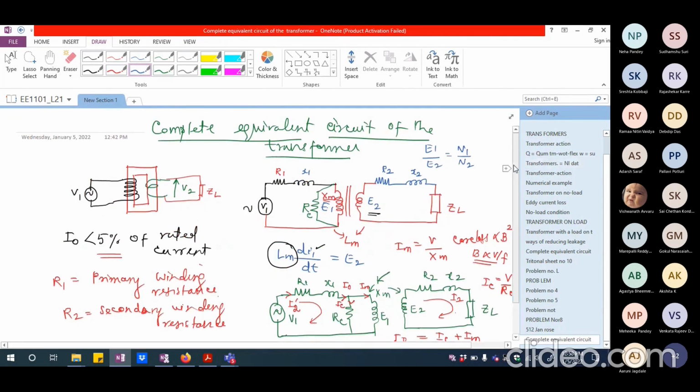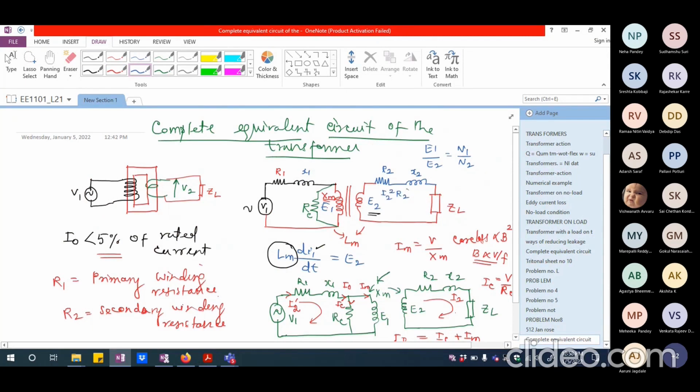And after all, if the voltage is stepped up, the current is stepped down. And if the current is stepped up, the voltage is stepped down. So the power is invariant. Whether I look at it from the primary side or secondary side, the power will be invariant, absolutely. Okay. So if I say that the loss that happens here is I2 square R2.